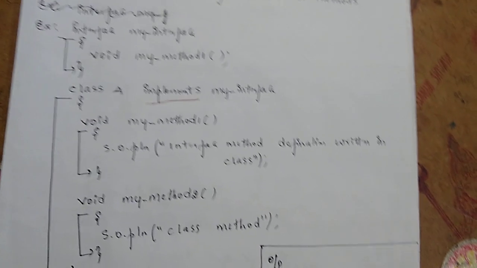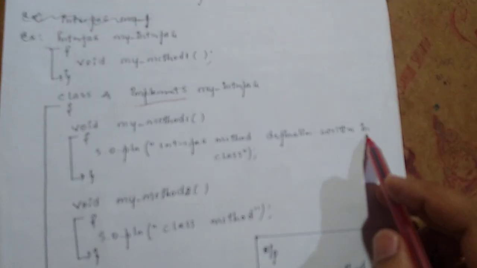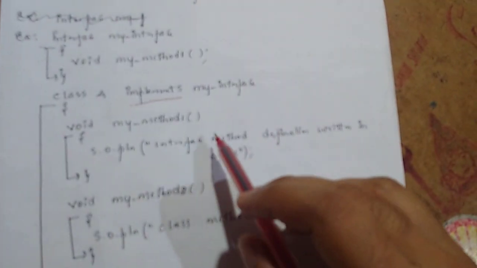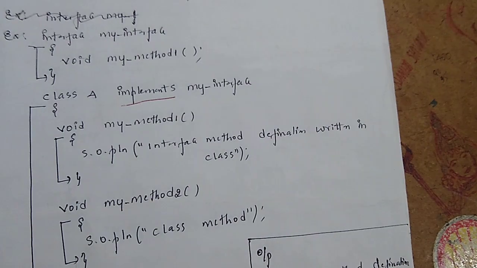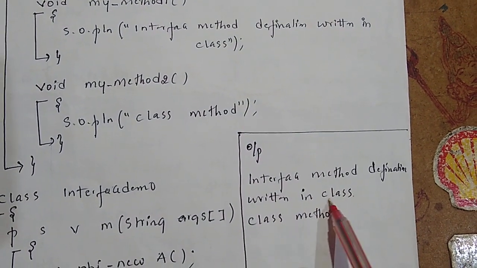So now which function will be executed? This function will be executed, and you will get the output: interface method definition written in class. You will get the output: interface method definition written in class.